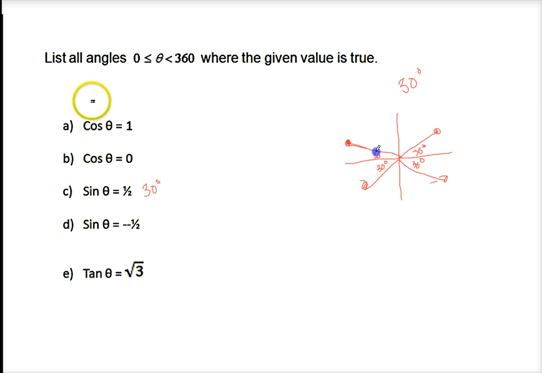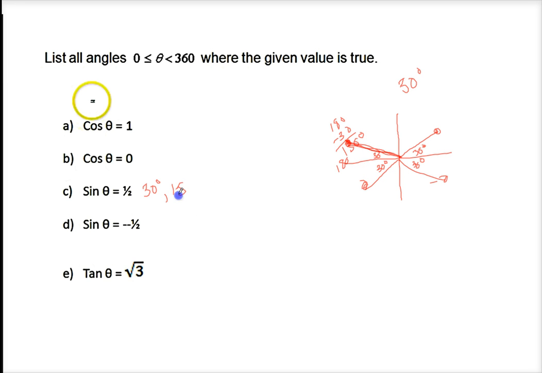So it would have to be this angle here. Okay, it would have a sine of positive 1/2. And what angle would that be? Well, it's 180 minus 30. It is 30 degrees away from 180 degrees, which gives me 150.